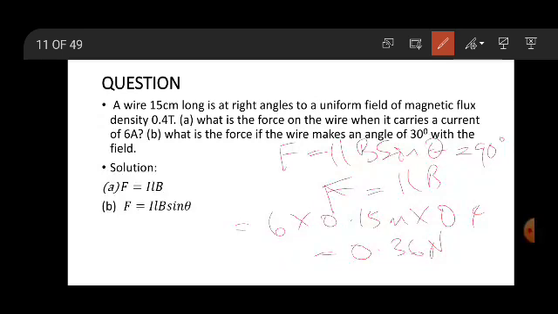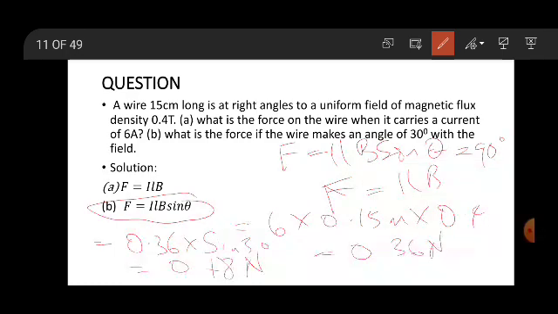Now for the B part, it says what is the force if the wire makes an angle of 30 degrees. In that case, we are using the formula ILB sin theta. We already know what ILB is, which is 0.36. But this time around we are multiplying it with sin theta, that means sine 30 degrees. And that will give us 0.18 newtons. Okay, so this is how it works.